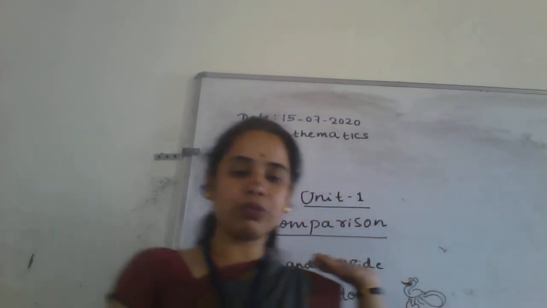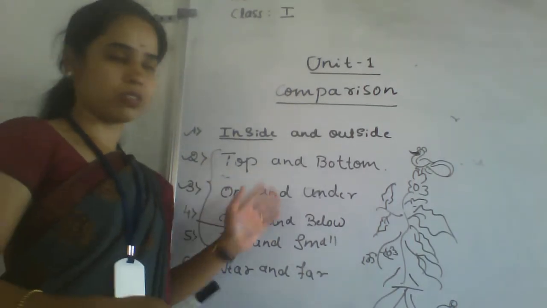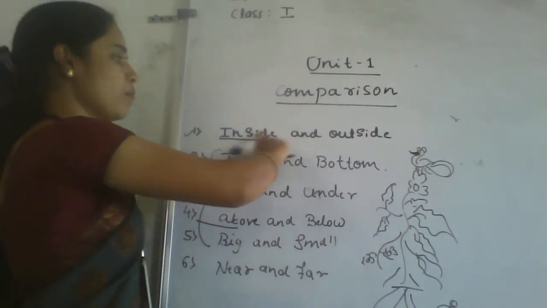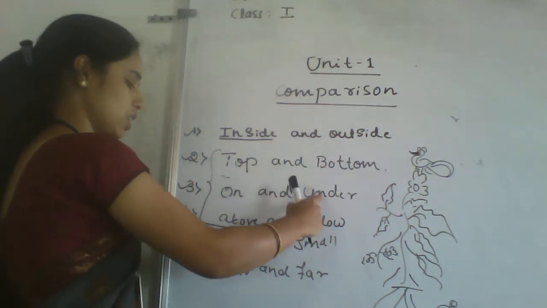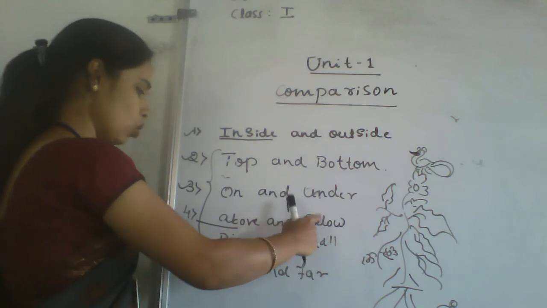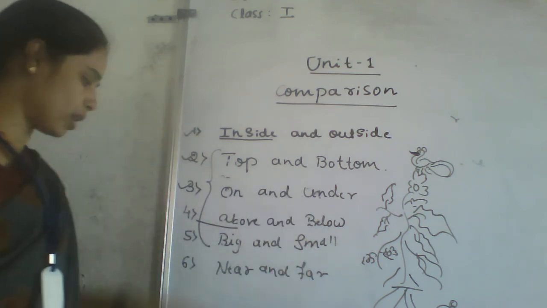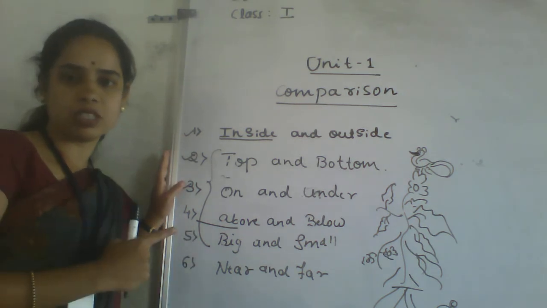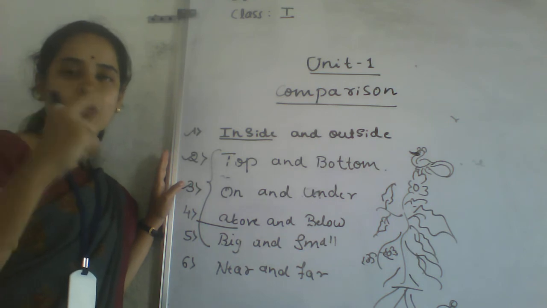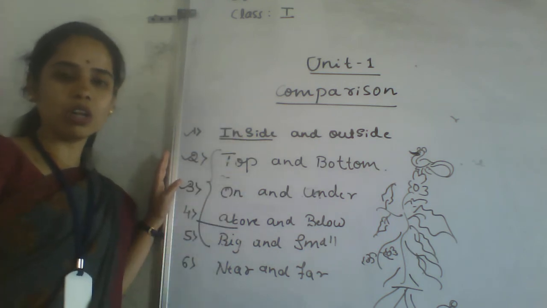These six words are very important for the first chapter, right? Let's recall this once again. Inside, outside, top, bottom, on, under, above, below, big, small, near, far. Understood? How many are there in total? Six. You have to learn these six words. Then have an idea about the differences between these words. I hope you all understood.